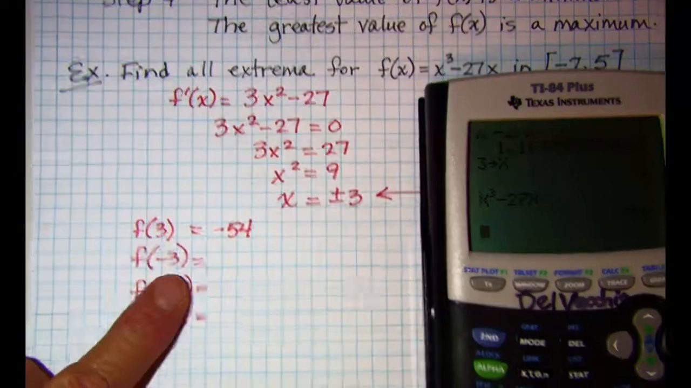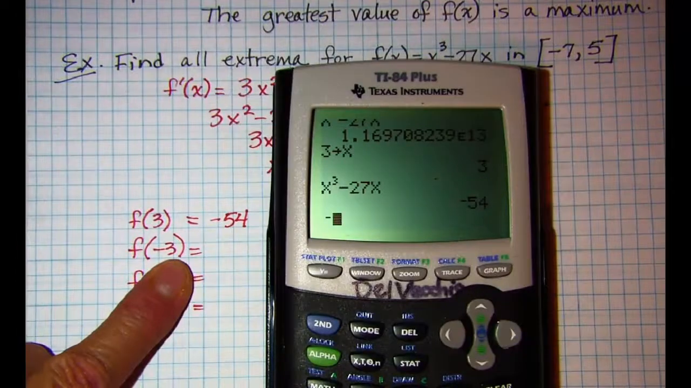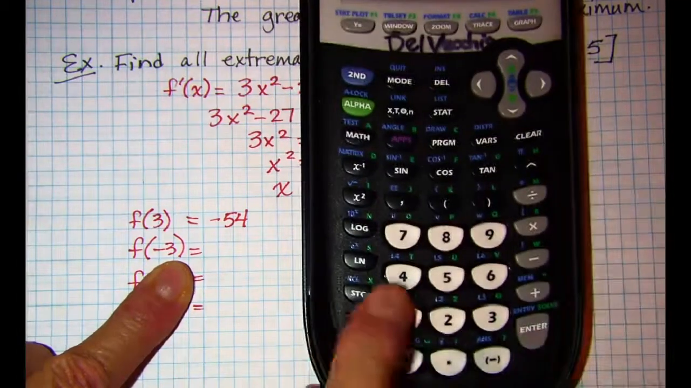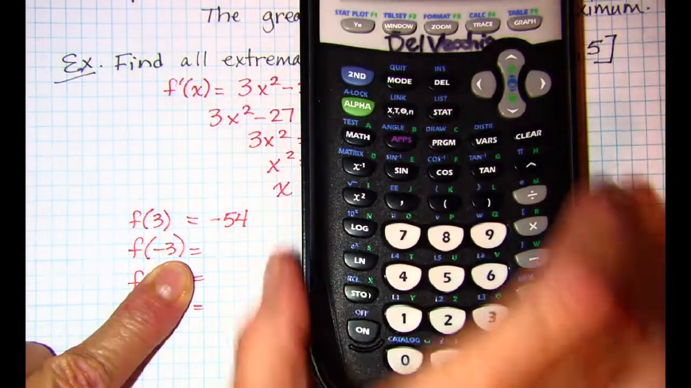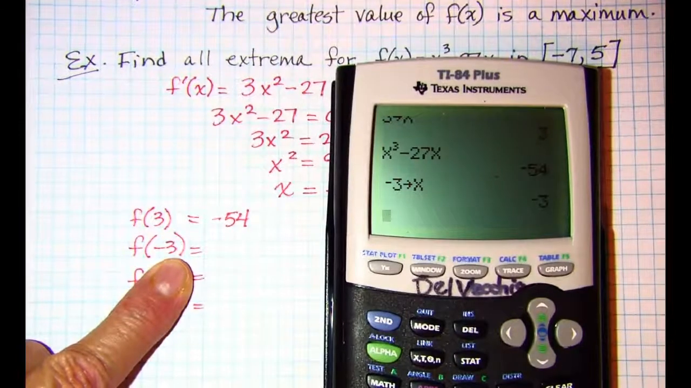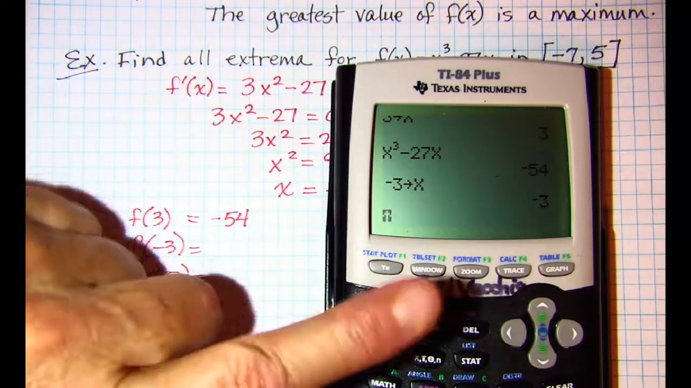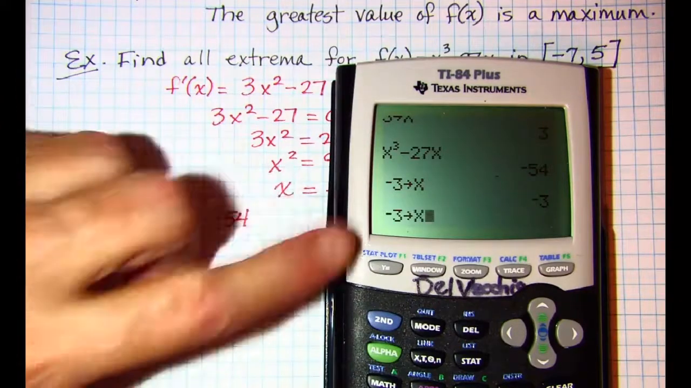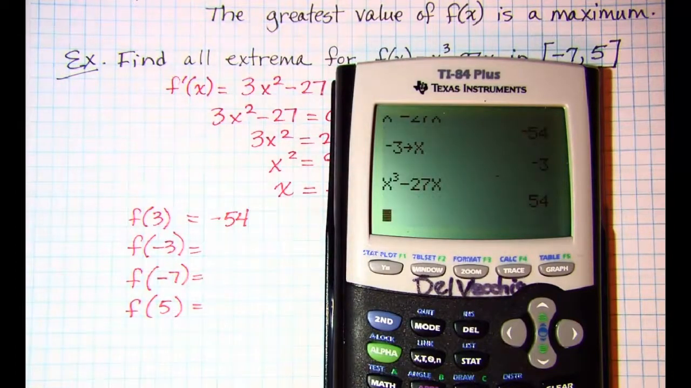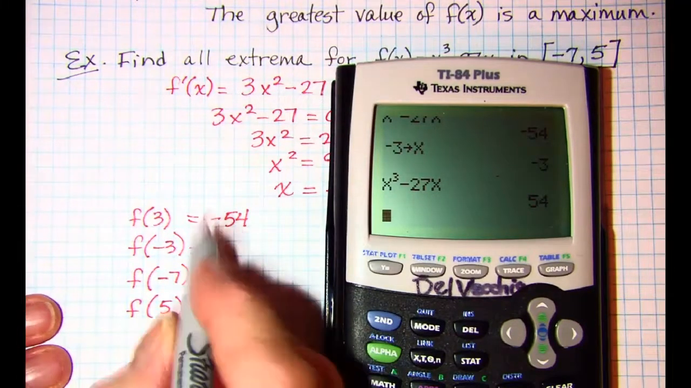Next, I'm going to store -3 in. So -3 store x. And the store button is right here. That's how you store it in. So -3 is now stored in my calculator as my x value, and then second, and take your finger off, enter, second, enter, and I have my function back. So when I press enter now, I'll get the value when x is -3. Looks like 54.